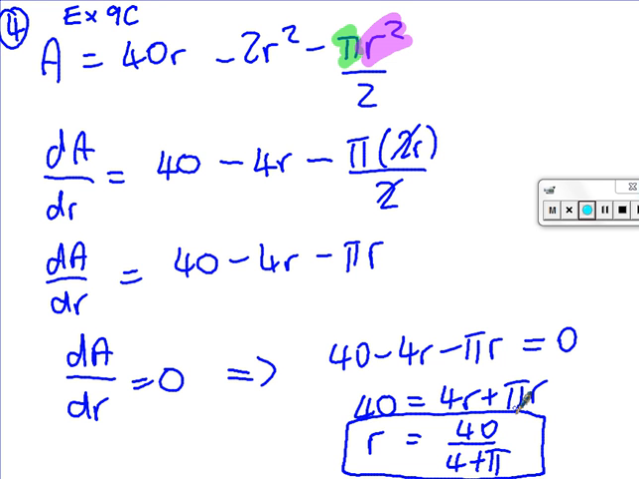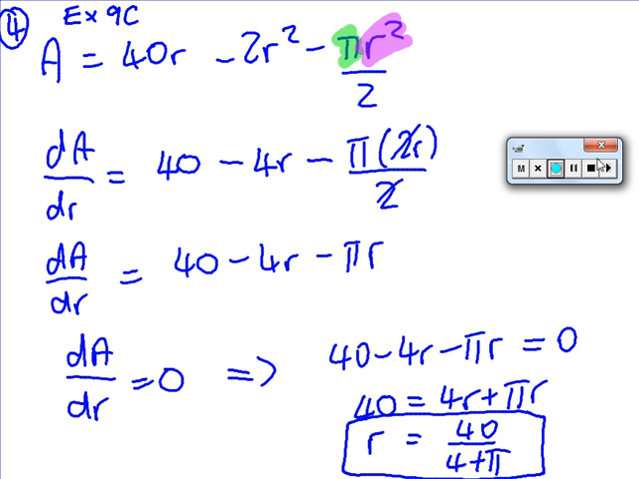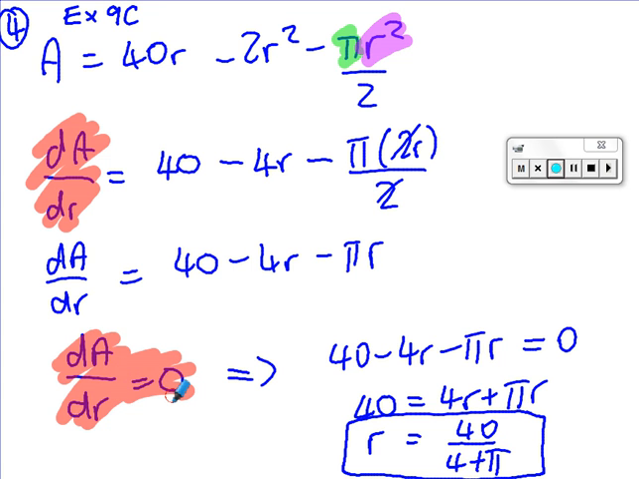Key message is the rate of change of A with r and finding the maximum or minimum values of A is the same problem but with different letters and in a different context. You still differentiate and you still put the derivative dA by dr equal to 0.